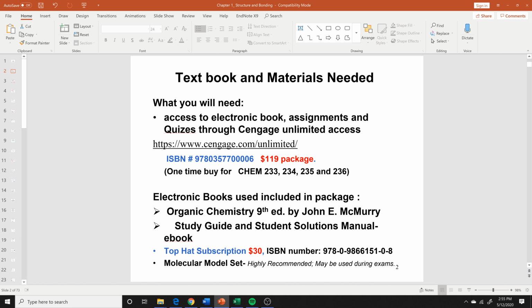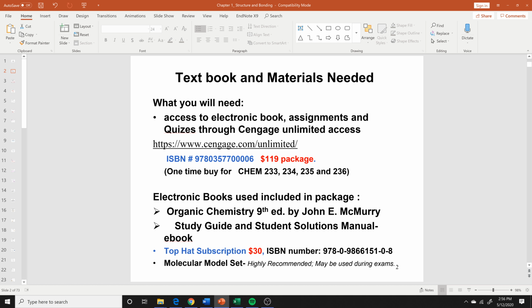On top of this, we would need a Top Hat subscription. This is for exams and for extra assignments. Sometimes not all of the topics are covered in the Cengage Unlimited. So we would need additional assignments, and those additional assignments you're gonna find them at Top Hat. It's www.tophat.com. You can access there and you can buy the subscription.